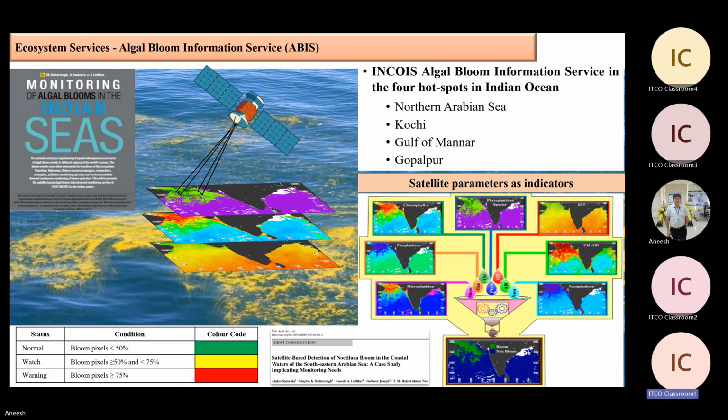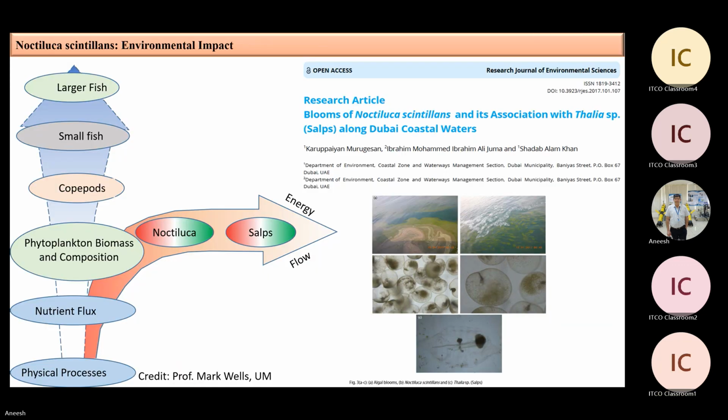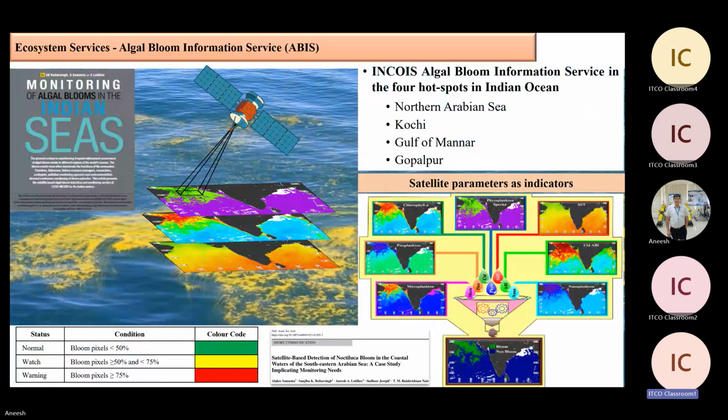Next, one more service we give using the ocean color data is the algal bloom information service. For this service, we use various parameters, primarily chlorophyll A concentration and sea surface temperature. We also use the anomaly, and there are other parameters like the algal bloom index and also the phytoplankton size classes. I'll go into a little more detail on the approach we have used to determine the algal bloom information service. In addition to that, we also give the spread of Noctiluca and diatom, which is also estimated using the remote sensing reflectance data.